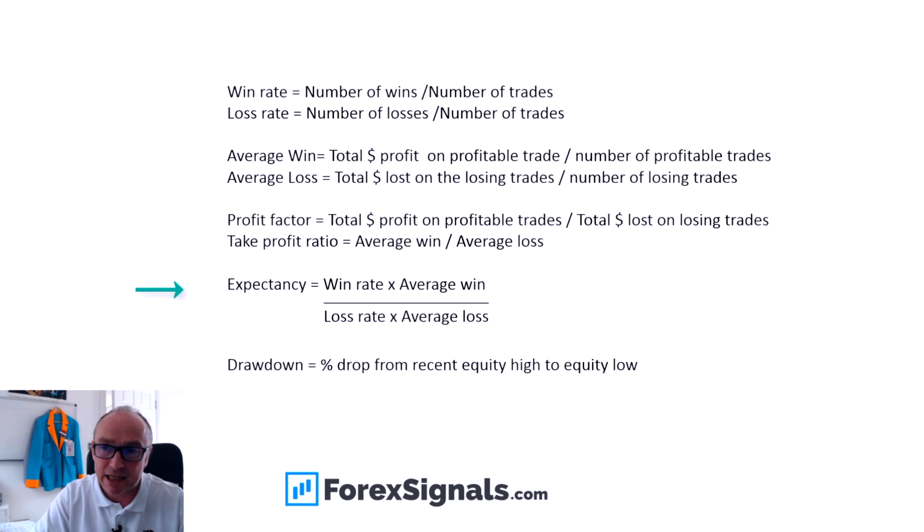Then you've got the expectancy, which is the win rate times the average win, minus the loss rate multiplied by the average loss. And the all-important drawdown, which of course is the percentage drop from the recent equity high to the equity low. So that's a quick recap of the data and the metrics that we discussed in the last couple of videos. I'll now switch off the camera and go straight onto the screens to show you where we can get this vital information to use in evaluating our strategy.